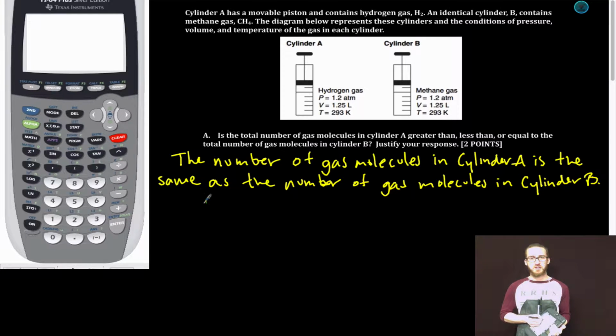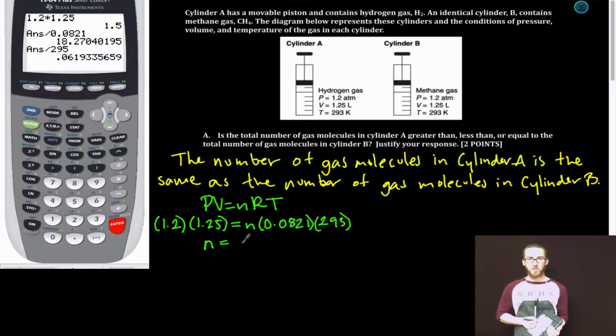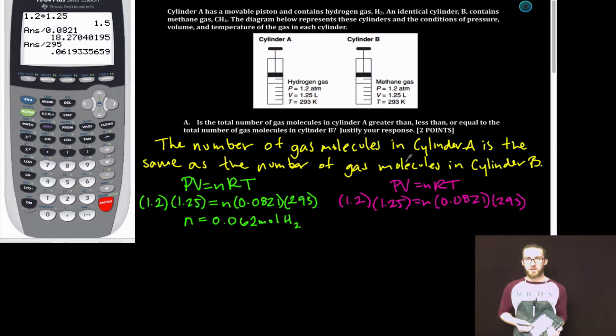I come back to my good friend PV=nRT, and I'm going to work through a calculation for cylinder A. I'm going to plug in my pressure, volume, and temperature values into the ideal gas equation. If I solve this for number of moles, 1.2 times 1.25, divided by 0.0821, divided by 295. My number of moles of gas in cylinder A is 0.062 moles of hydrogen. Now notice, if I do that same calculation under the conditions for cylinder B, my number of moles of methane gas is going to be the same.